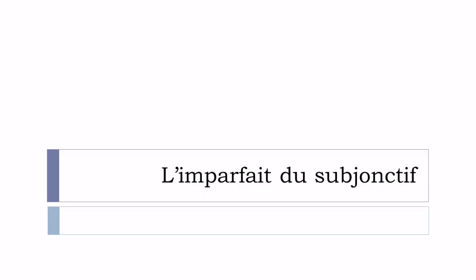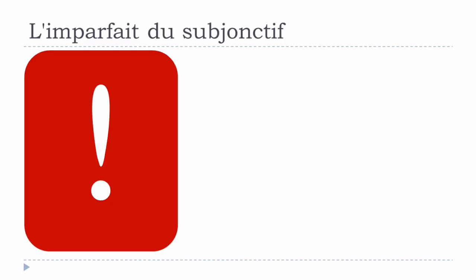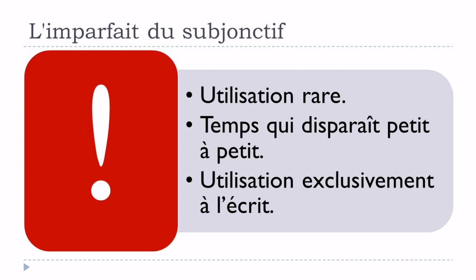l'imparfait du subjonctif. And here it is. So let's start now. You have to keep in mind, when we talk about l'imparfait du subjonctif, actually three things. The first one will be utilisation rare. So it means that it is really rare to see l'imparfait du subjonctif. The second thing, un temps qui disparaît petit à petit. So little by little, it is less and less used. Okay. And the last thing, utilisation exclusivement à l'écrit.